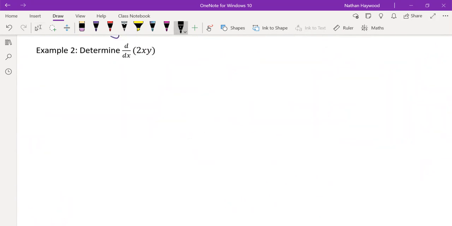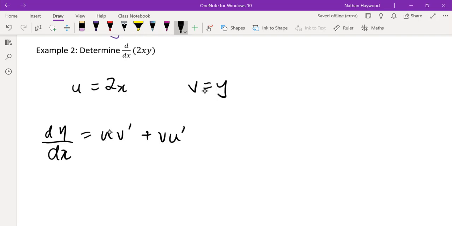So we can get the x part, but it's currently being multiplied by a y. So what do you think we should do? Which is called the product rule. u times the derivative of v plus v times the derivative of u.